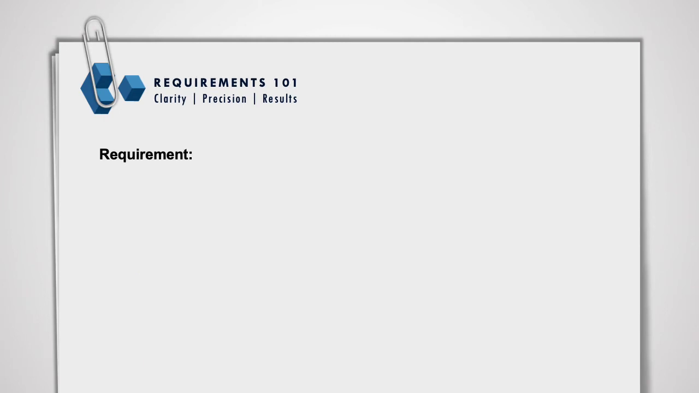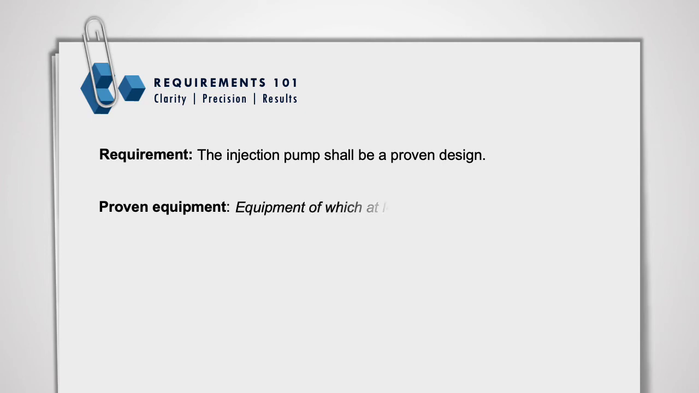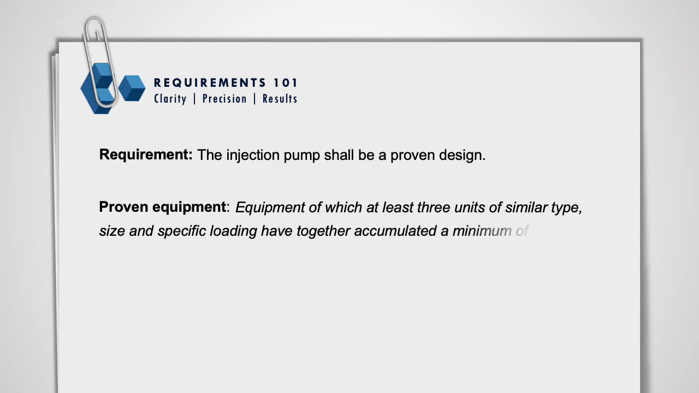Here's another example we see quite often. The injection pump shall be a proven design. Proven, what does that mean? That it worked for 2 months or 2 years? Does it even matter in which service it proved itself over the intended period? We'll use this definition for proven equipment. Equipment of which at least 3 units of a similar type, size, and specific loading have together accumulated a minimum of 24,000 hours of comparable satisfactory service. This is not perfect, but much better.